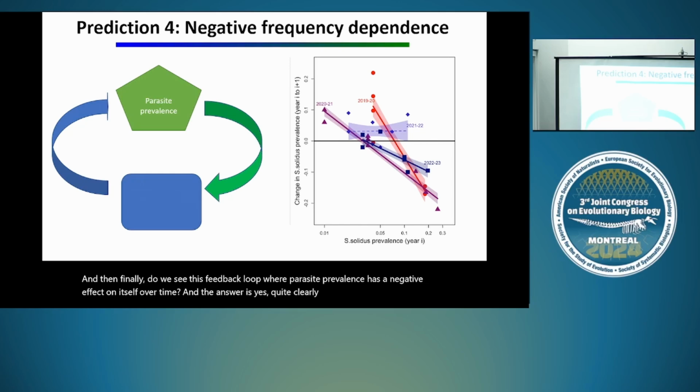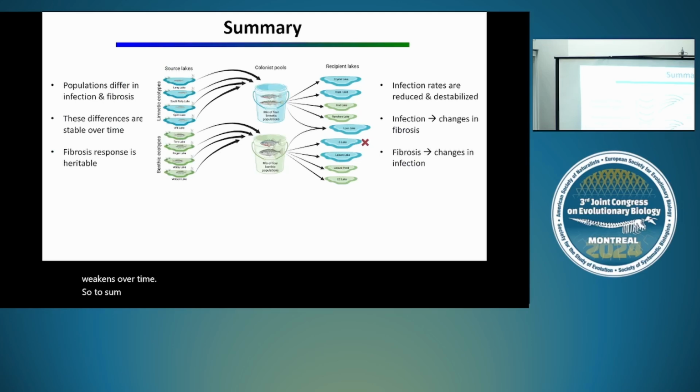Lakes with a lot of tapeworms one year have a reduction in worms the next year. Lakes with few tapeworms one year have an increase in worms the next year. And again, that effect is strong at first and then weakens over time. So to sum up, populations differ in infection and fibrosis in the source lakes. They're stable over time. The fibrosis response is heritable. In the experimentally founded lakes, infection rates were reduced and destabilized. Infection induces fibrosis. Fibrosis is followed by reduction in infection rates.